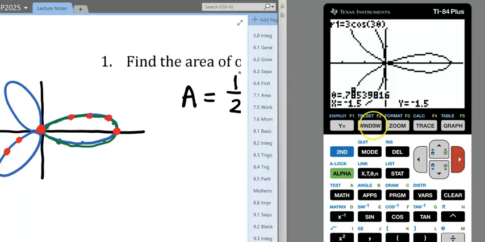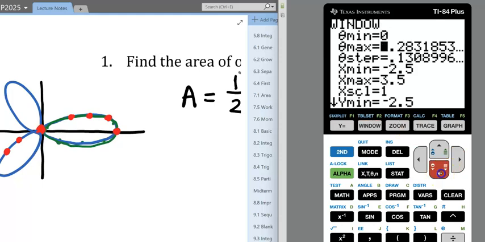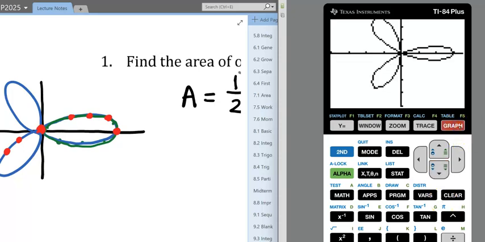You may want to adjust your window. I'll make my x min value a little bit smaller. I'll make it -4, and I'll make my y min -4 as well, just so I can see a little bit more as I trace through.